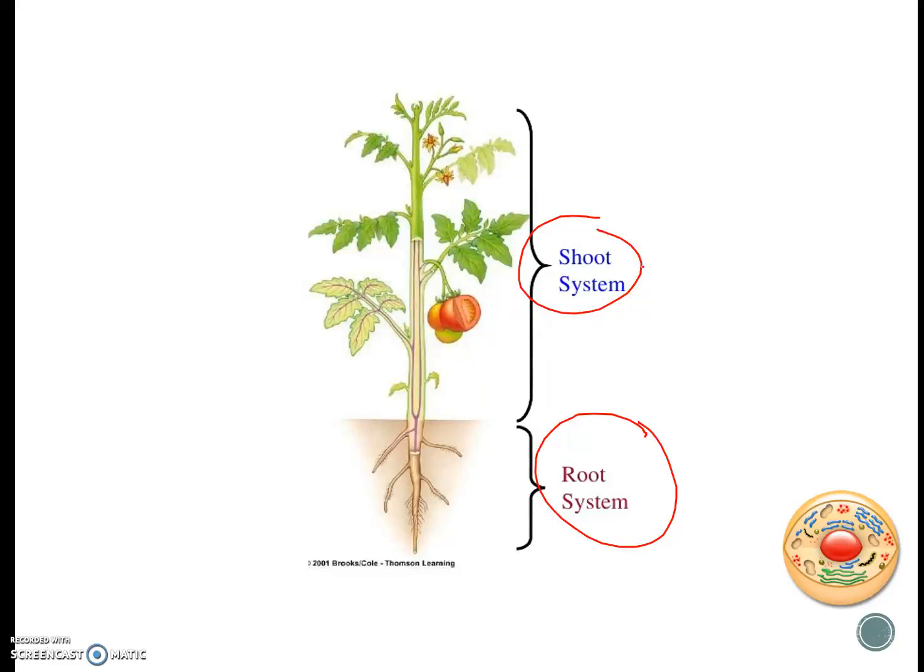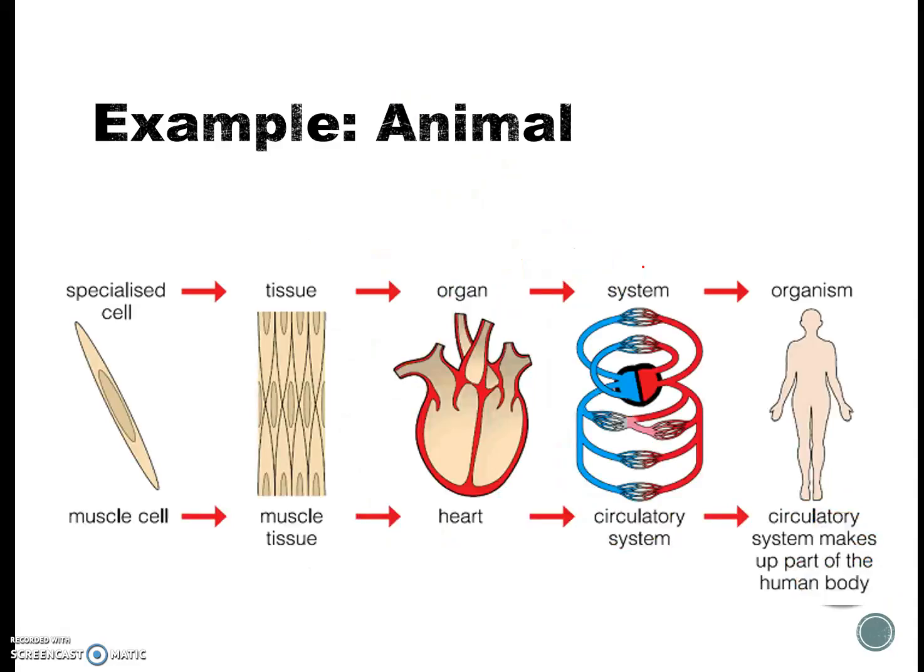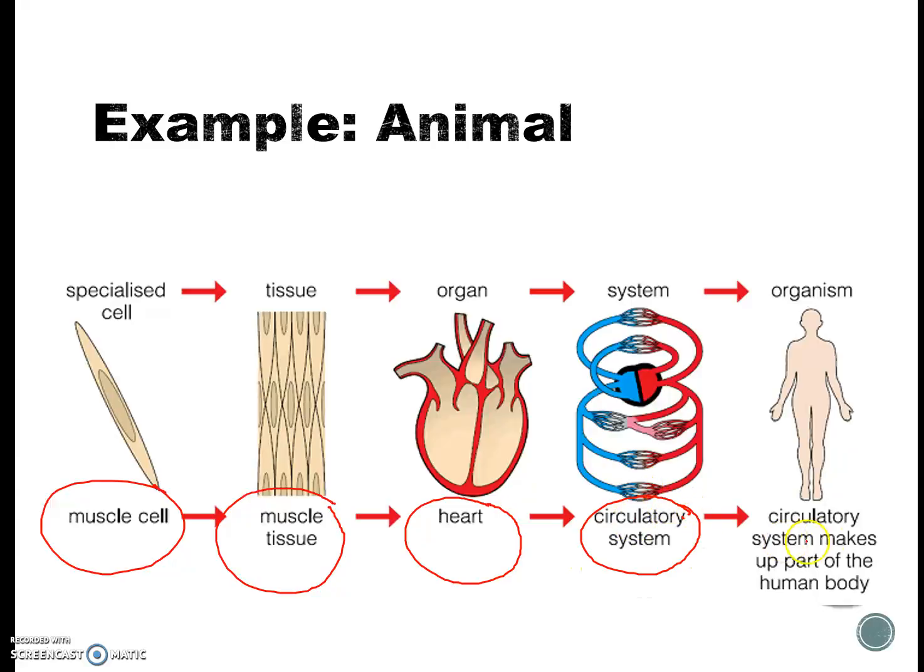Right. So I want to end off with two examples of these five levels of organization. For example, in animals, remember we talked about muscle cells. From muscle cells, they can be organized into muscle tissue. Then muscle tissue together with other tissues becomes an organ, the heart. And the heart, along with other organs, becomes the circulatory system. And all this makes up the organism, along with other systems. So this is an example from animals.